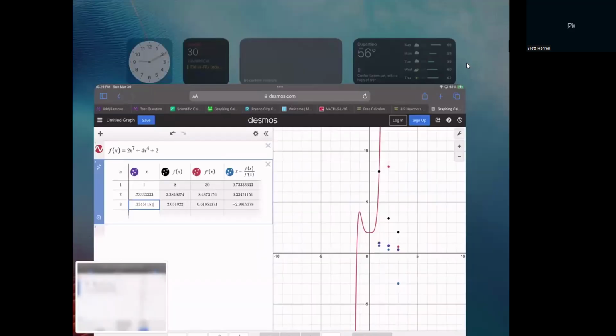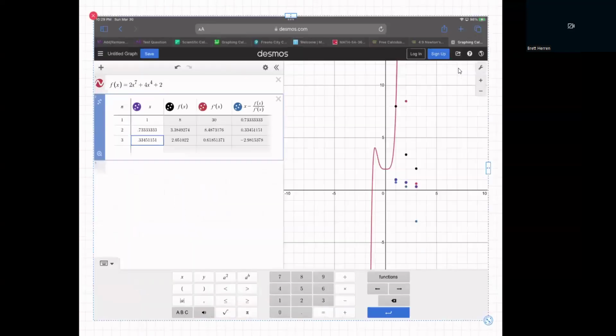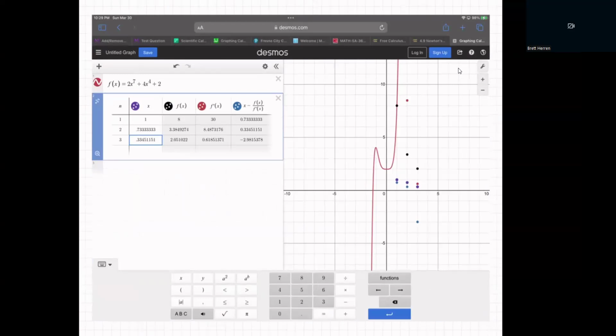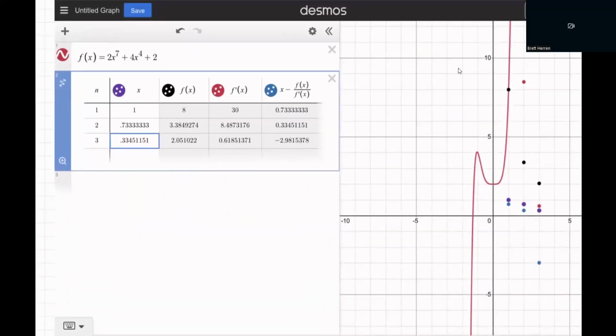Let me just take a picture, bring it over, show you what I'm talking about. We basically have our answers. Here we go. There it is. So this right here is our x1, this is x2, and this is x3. So really we had it right here. We could have just stopped right there.